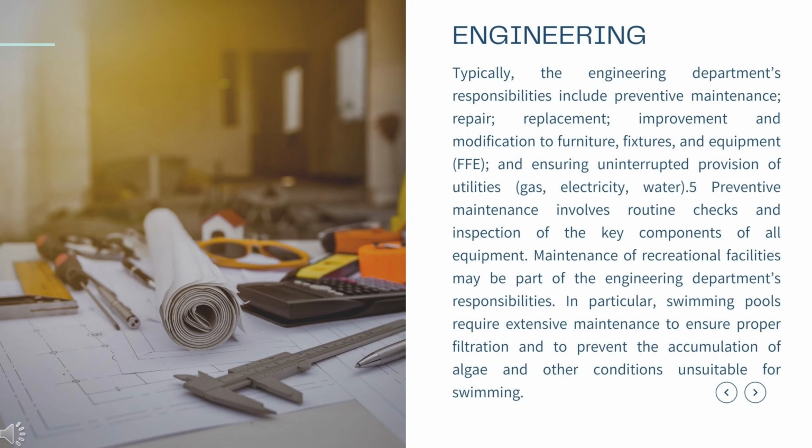We also have the engineering department. Typically, the engineering department's responsibilities include preventive maintenance, repair, replacement, improvement, and modification to furniture, fixtures, and equipment, or the FFE, and ensuring uninterrupted provision of utilities, which are the gas, electricity, or water. Preventive maintenance involves routine checks and inspections of the key components of all equipment. Maintenance of recreational facilities may be part of the engineering department's responsibilities.